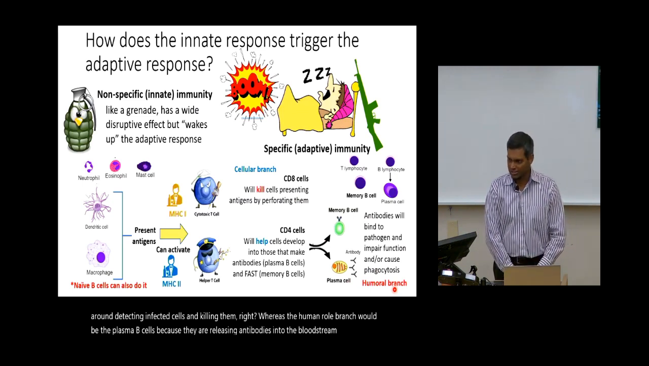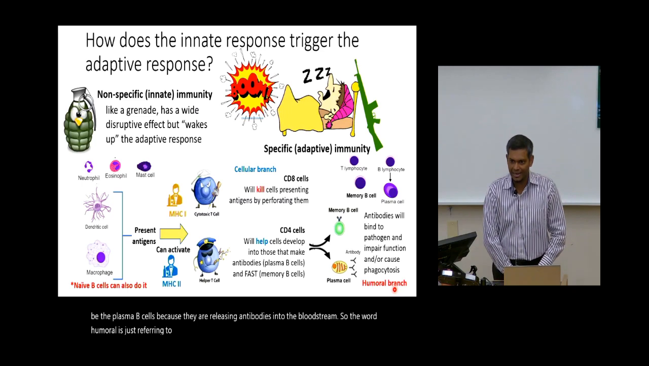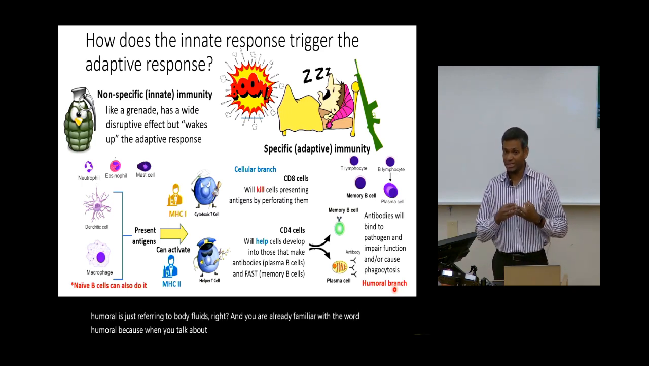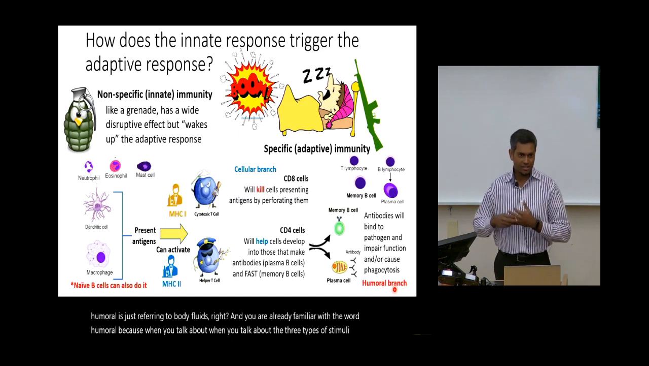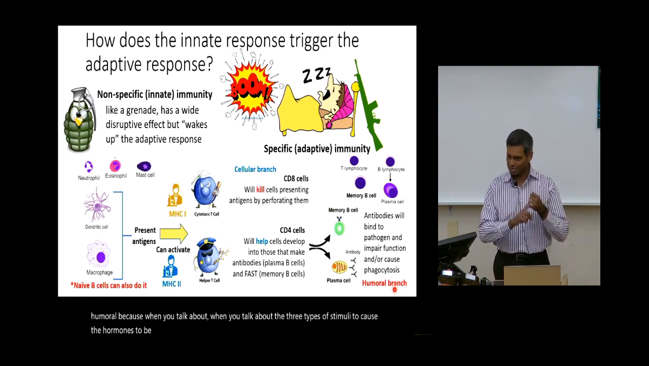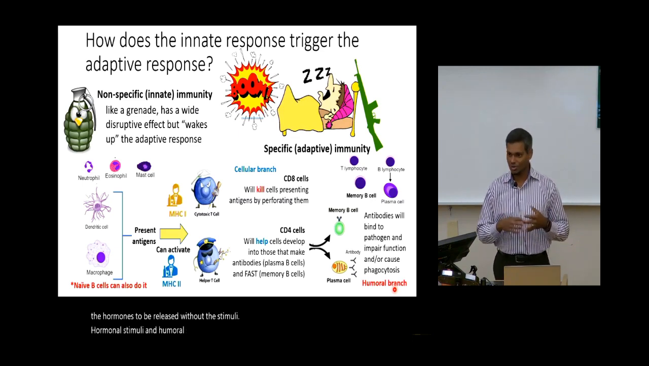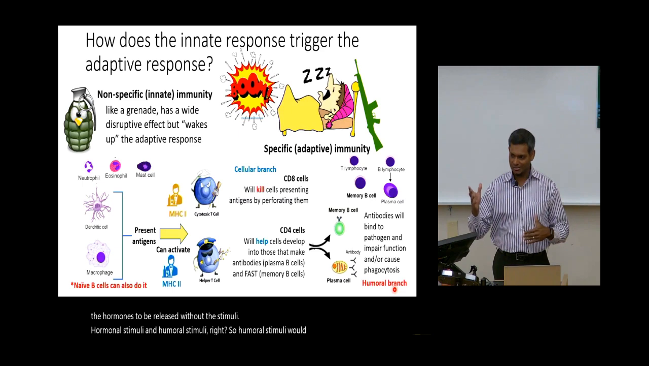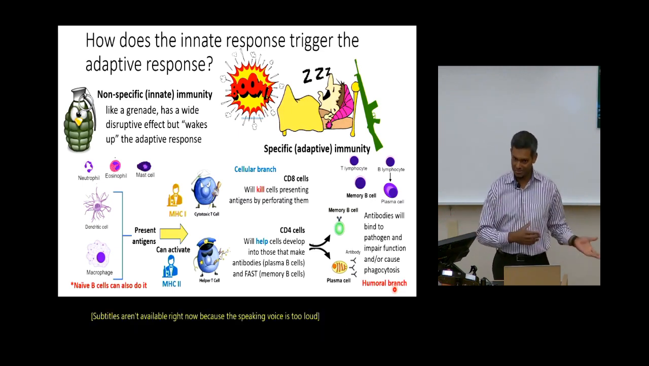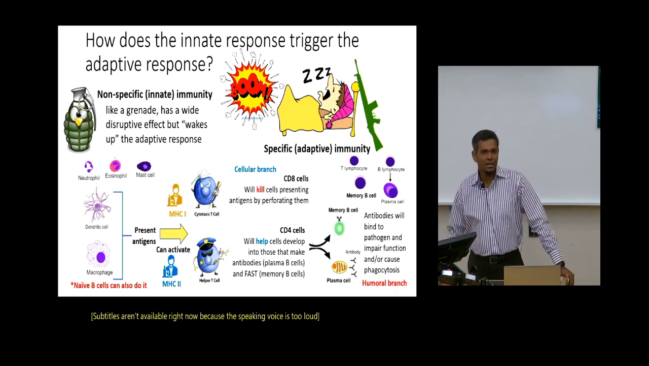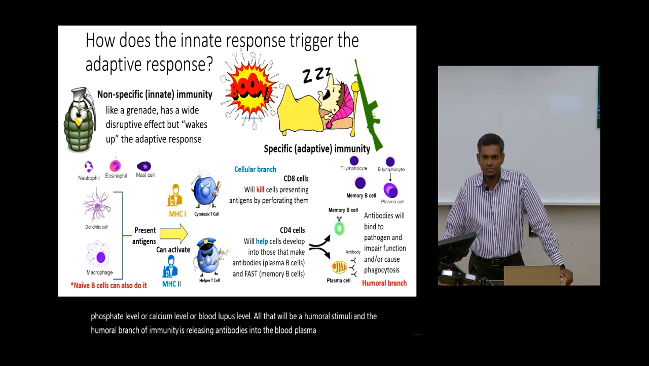So the word humoral is just referring to body fluids, right? And you're already familiar with the word humoral, because when we talked about the 3 types of stimuli that cause hormones to be released, we talked about neural stimuli, hormonal stimuli, and humoral stimuli, right? So humoral stimuli would be a change in blood phosphate level or calcium level or blood glucose level. All that will be humoral stimuli, and this humoral branch of immunity is releasing antibodies into the blood plasma. Does that sound good? Make sense?